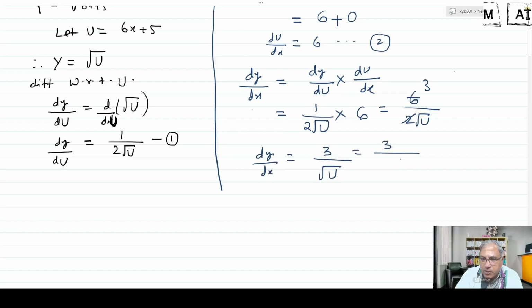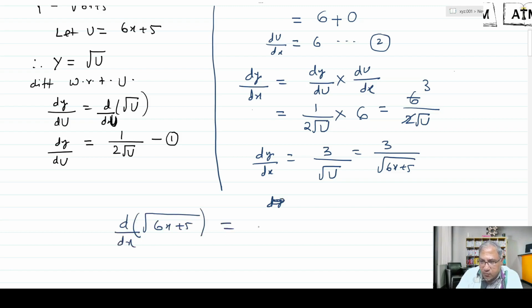What is u equal to? u equals 6x plus 5. Therefore, 3 upon root of 6x plus 5. How do we write the final result? Therefore, the differentiation of root of 6x plus 5 with respect to x equals 3 upon under root of 6x plus 5. This is the result. This way we perform the chain rule. Now let us do one more example.